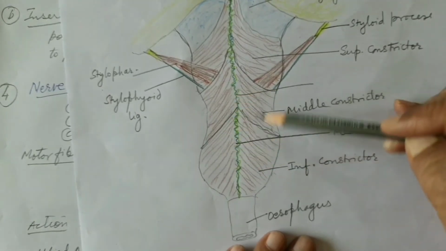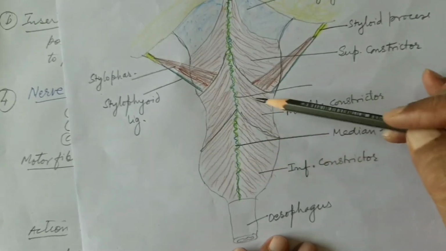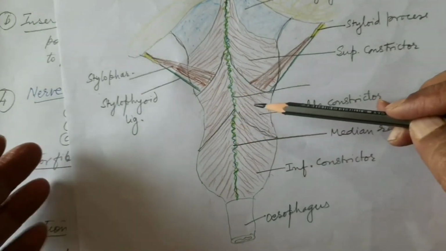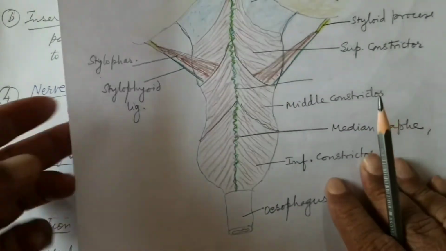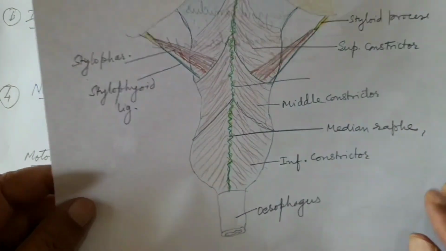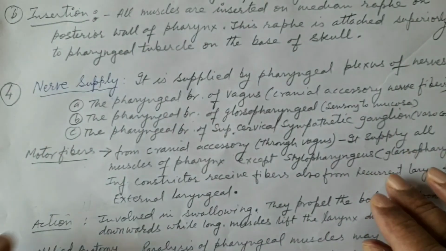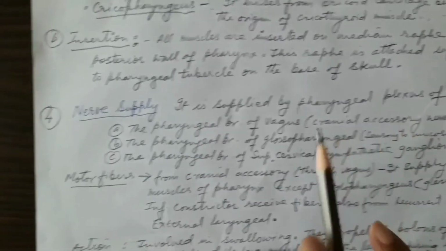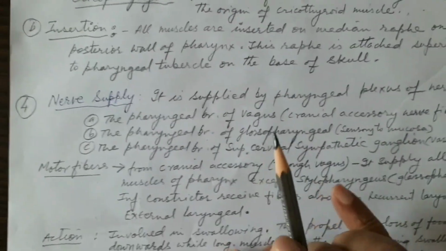And not only is there the pharyngeal plexus of nerve, at the same time there is also a plexus of veins present on the posterolateral aspect on either side of the pharynx. So the pharyngeal plexus of nerve has three components.